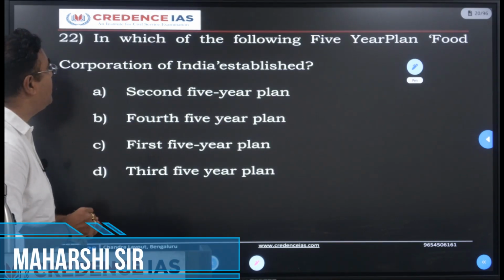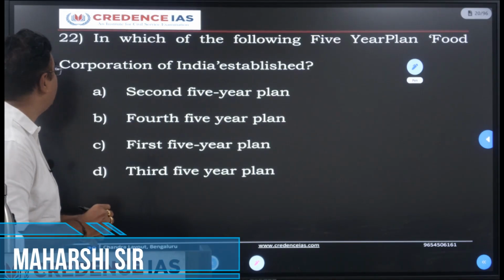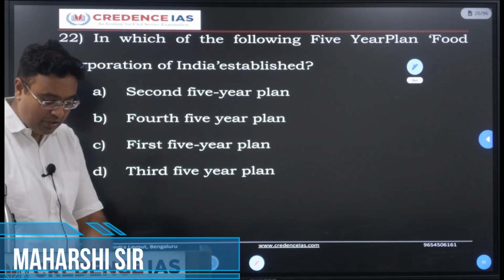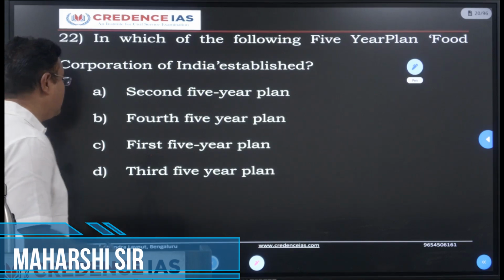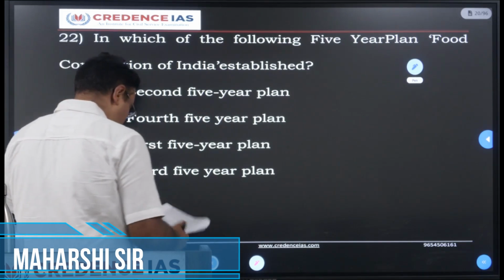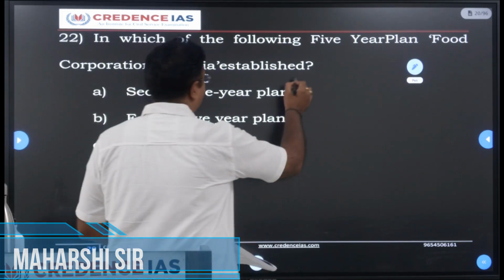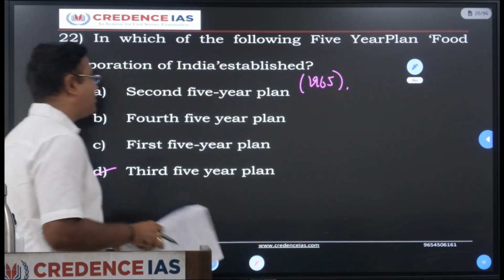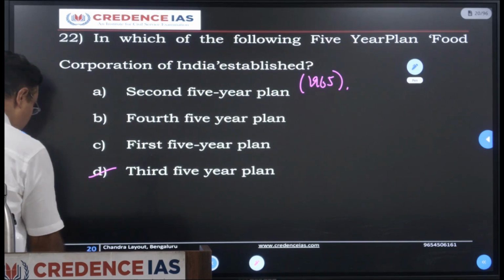Then, which of the following 5-year plan Food Corporation of India has been established? So it is just a factual one. Third 5-year plan. In 1965 the FCI was established. So based on that you can calculate the 5-year plan. This is the third 5-year plan.